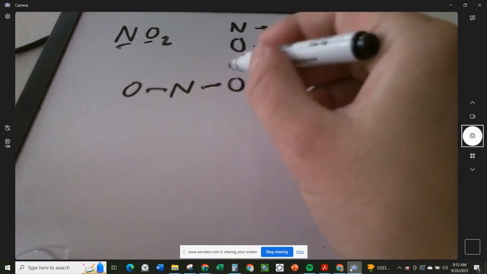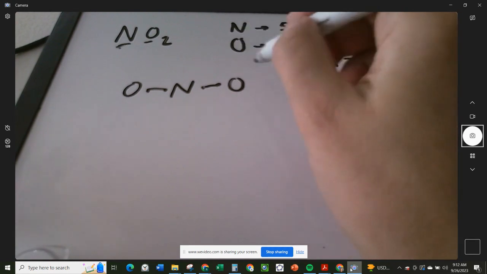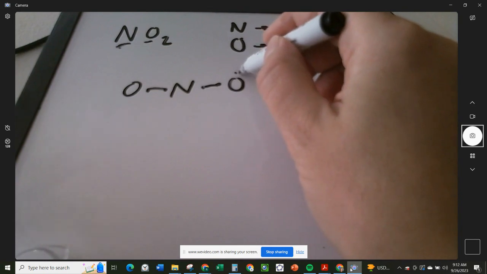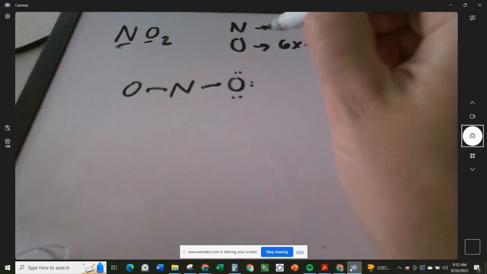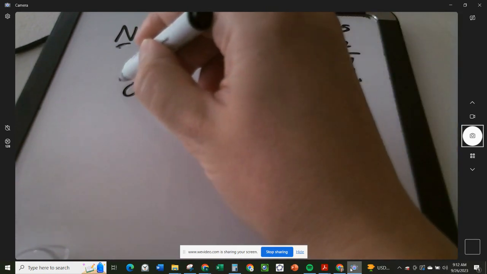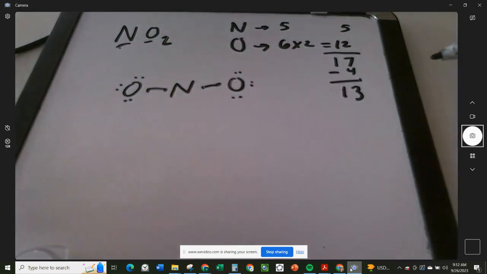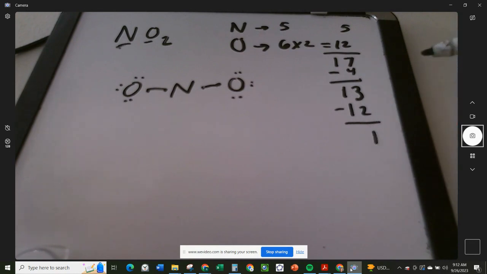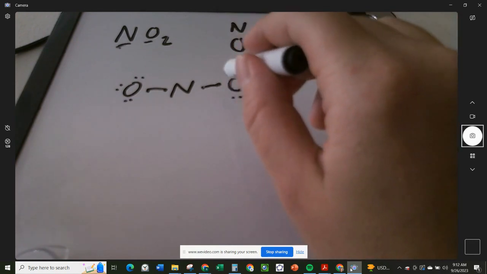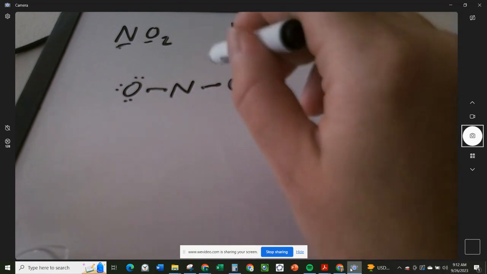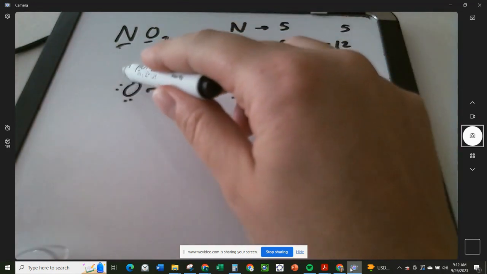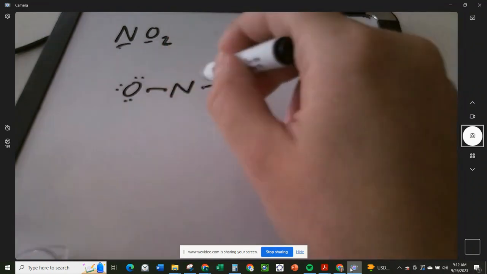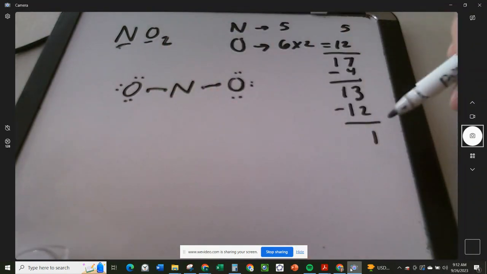All right, the first thing that we're going to do is fill in electrons to satisfy oxygen, the outer atom. So we'll start over here. 2, 4, 6, 8, 10, 12. Now we've used 12 more electrons. We have 1 left. If we look here, we have 2, 4, 6, 8 around oxygen, 2, 4 around nitrogen, and 2, 4, 6, 8 around this oxygen. So we have 1 left.